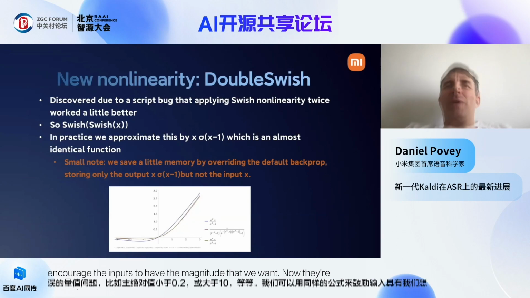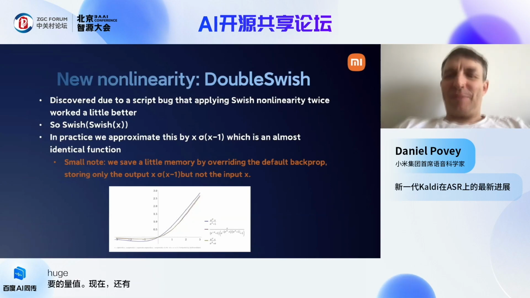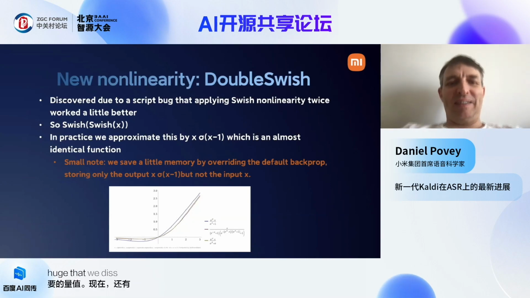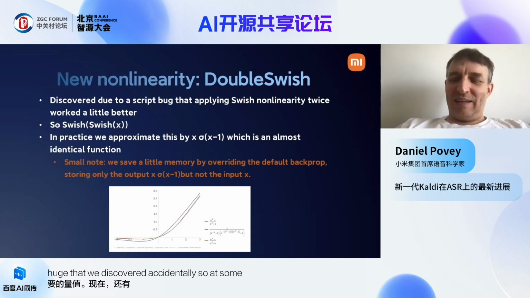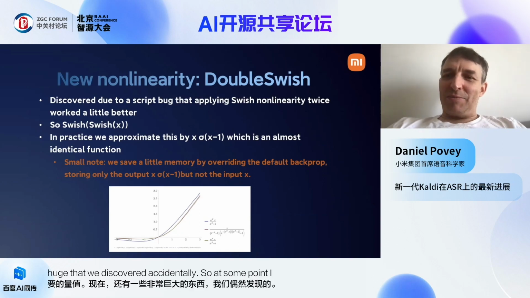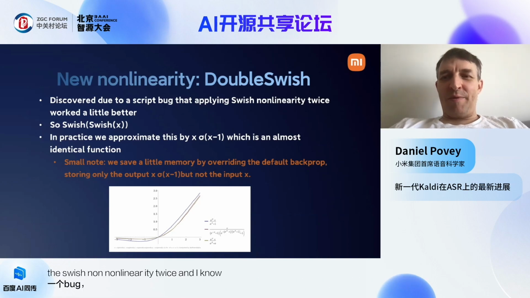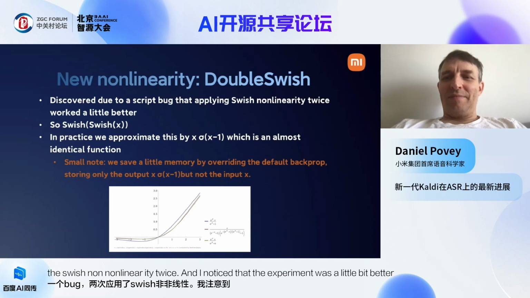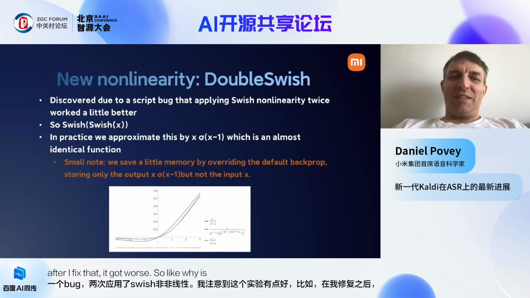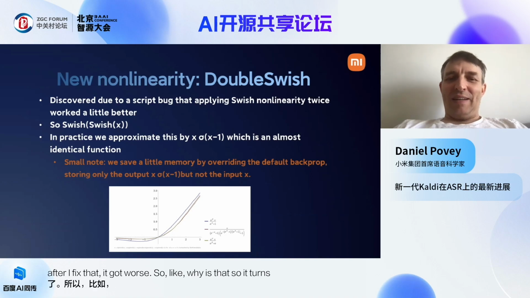Now, there's also something quite cute that we discovered accidentally. So at some point, I had a bug in some script that was applying the swish nonlinearity twice. And I noticed that the experiment was a little bit better. Like after I fixed that, it got worse. So I'm like, why is that? So it turns out that it's actually a better nonlinearity.